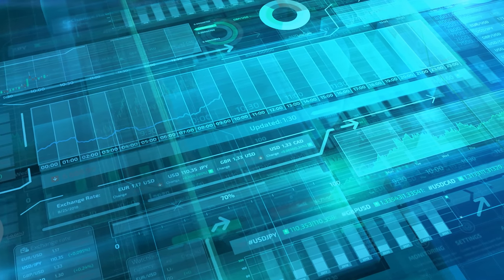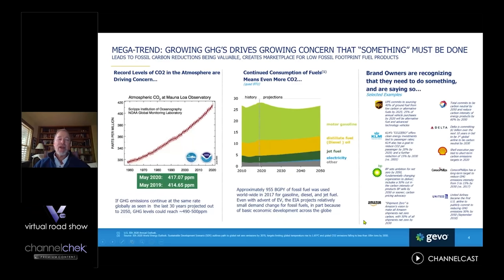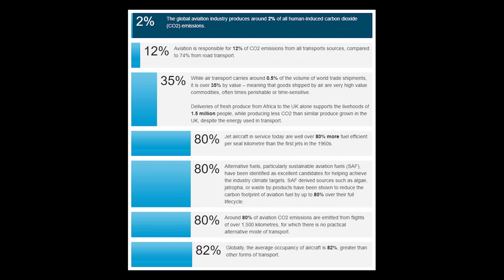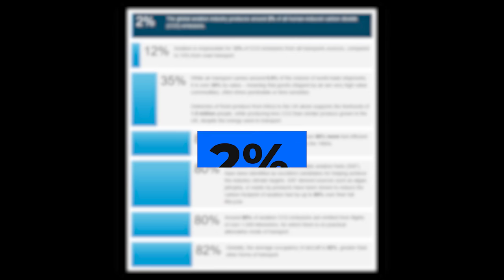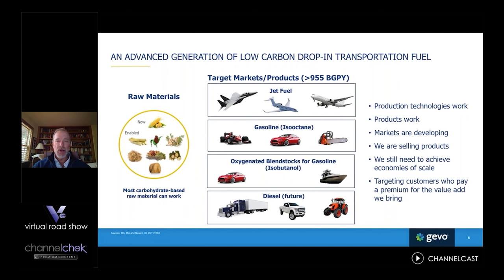Now let's talk about the next stock we have on my list, which is Gevo. A subscriber sent me an article yesterday about US airline CEOs to meet with the White House on cutting edge carbon footprint initiatives. And what has me excited about this is that the obvious solution is biofuels. Air travel contributes, by the way, guys, around 2% of global greenhouse gas emissions. The Air Transport Action Group said that, by the way, and that percentage is expected to rise rapidly in the coming decades if airlines do not quickly switch to sustainable aviation fuel.